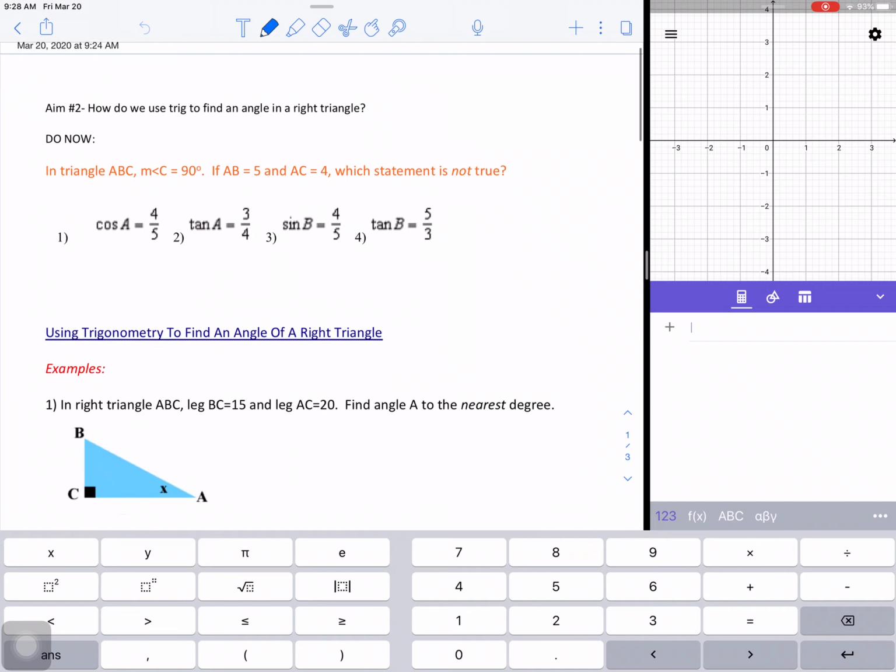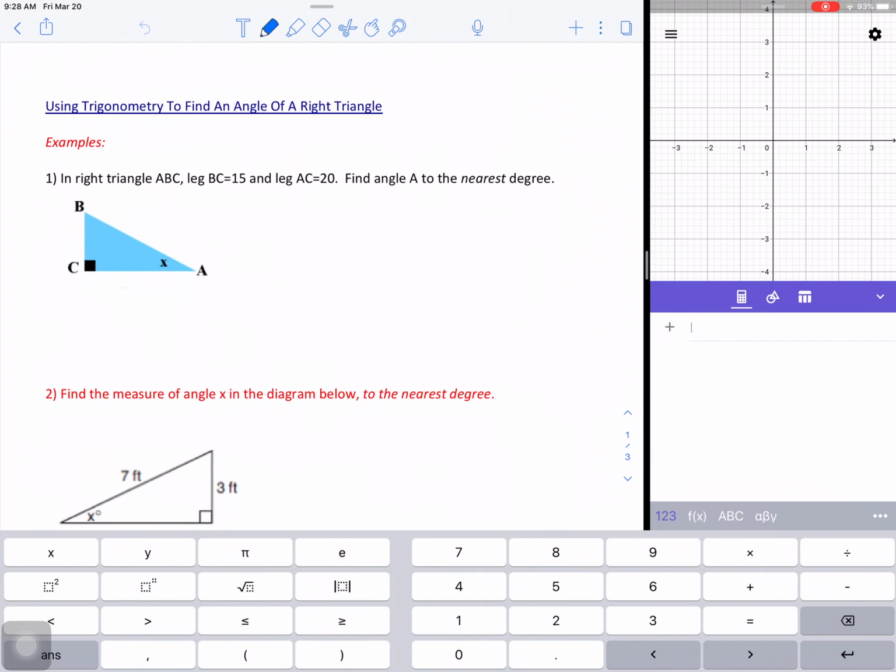So I'm going to go down to the lesson. We're still going to want to keep fresh in our minds that little reminder on how to remember which function is which ratio, and that is SOHCAHTOA. So it might be helpful for you to write that down and keep it on your sheet.